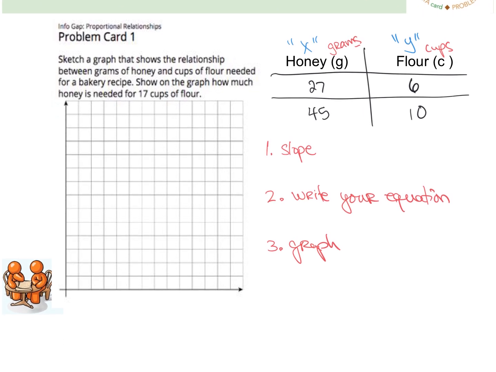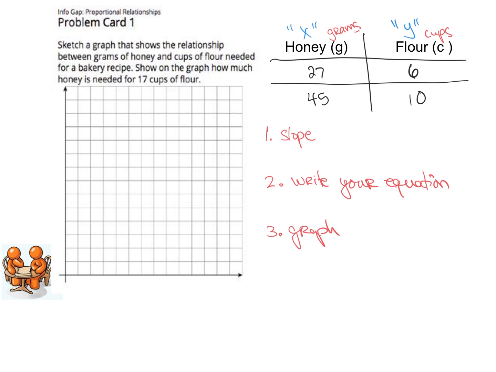And I'm going to move this up because I need more room. And so let's find, how do the x's change? How does the honey information change? So we have 45 minus 27. We've been doing this for a while. Okay, so this is adding 18. And how does the flour change? This is adding 4.